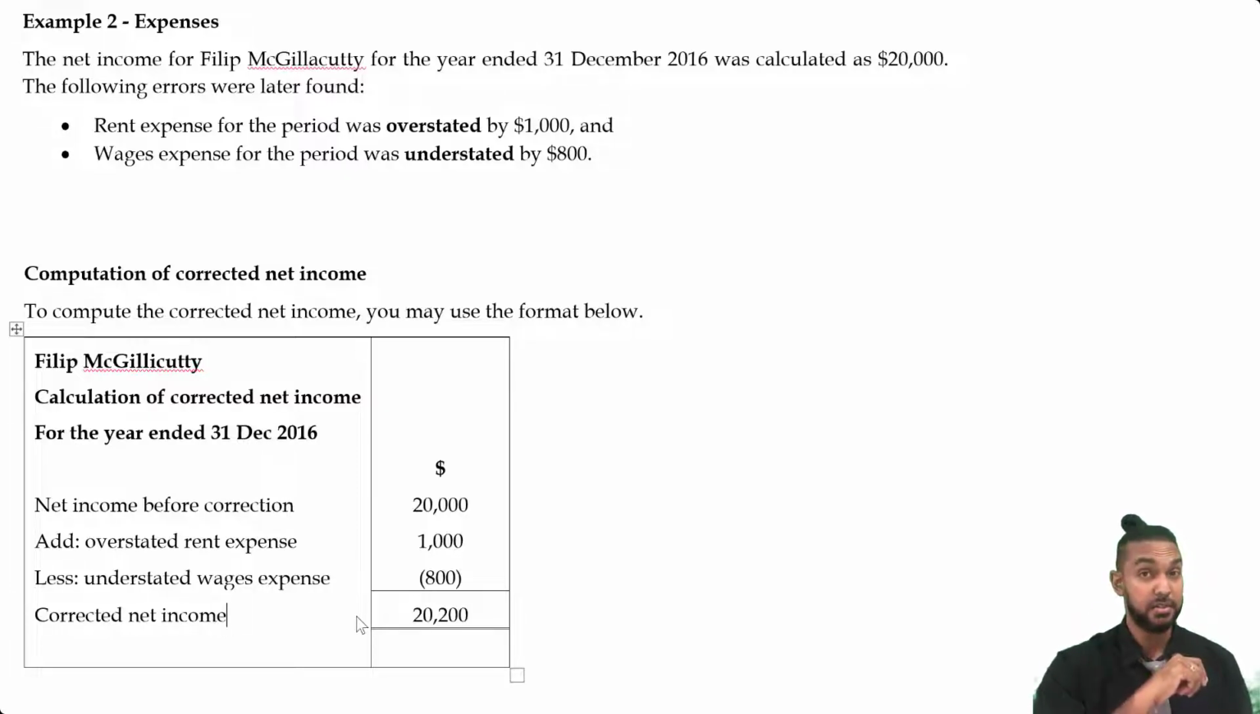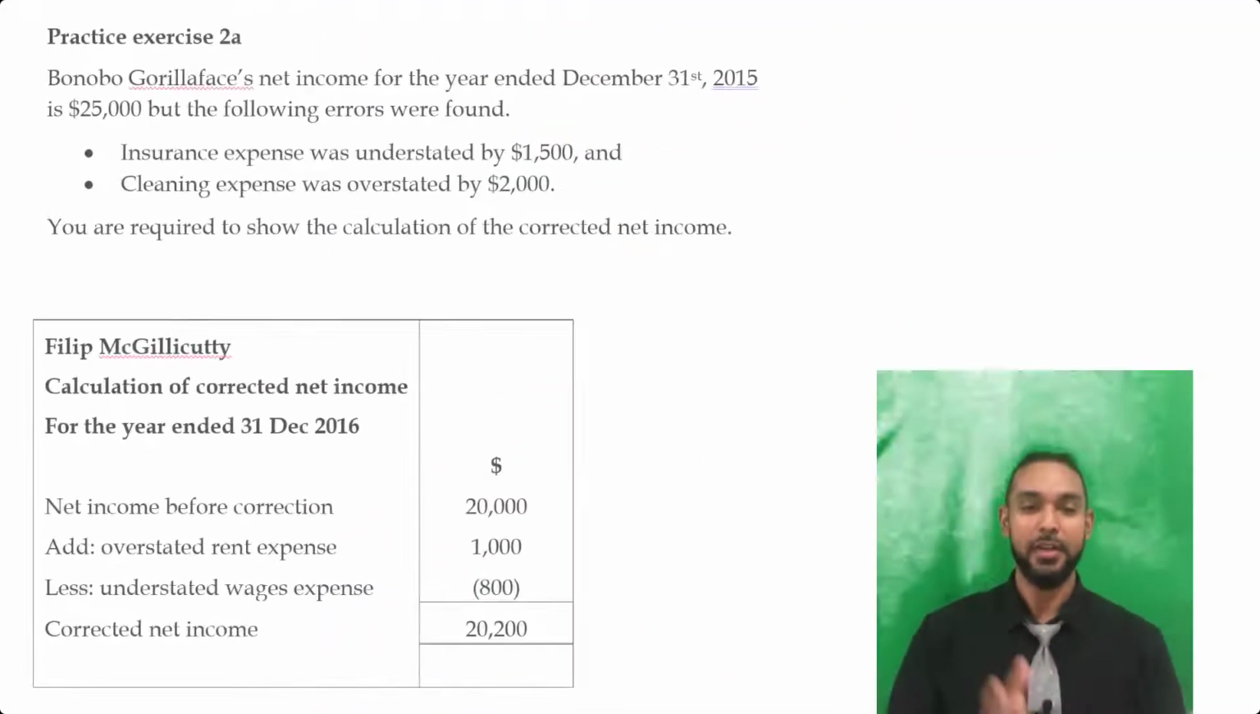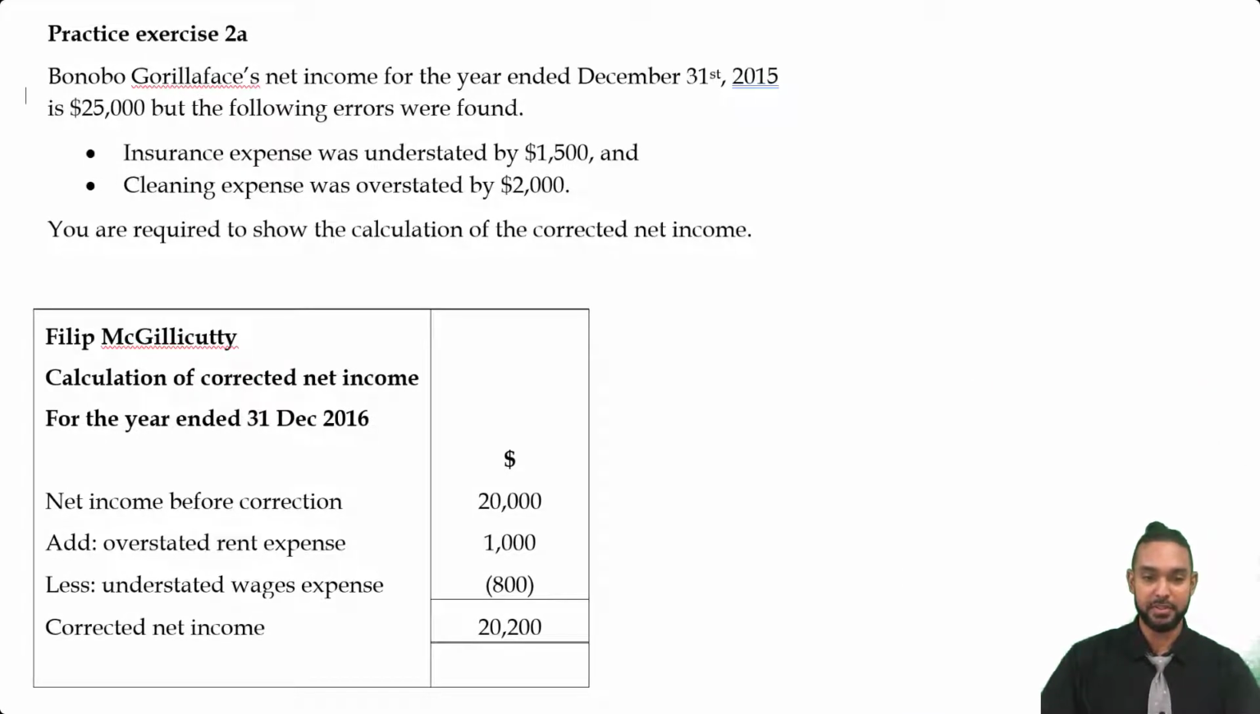Let's take a look at the returns items now. Okay, so I made a mistake just now. So what I meant to say was, let me give you guys an example to try. Okay, so we have here Bonobo Gorilla Face has a net income for the year ended December 31st, 2015 of 25,000, but the following errors were found. So insurance expense was understated by 1,500 and cleaning expense was overstated by 2,000. So I've left the example that we just did visible for you guys to use if you need. So you know the drill, pause the video, try the question, and unpause, check the solution.